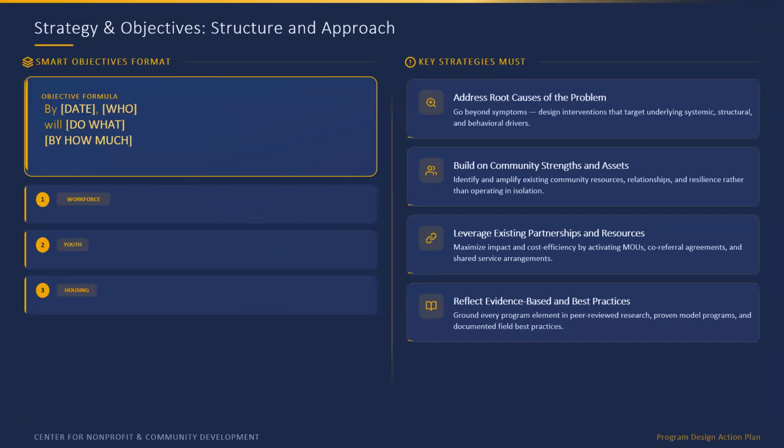Okay, read for me the key strategies that must happen. This column right here. Strategy: must address root cause of the problem. Go beyond symptoms. Design interventions that target underlying systemic, structural, and behavioral drivers. They say go beyond symptoms.